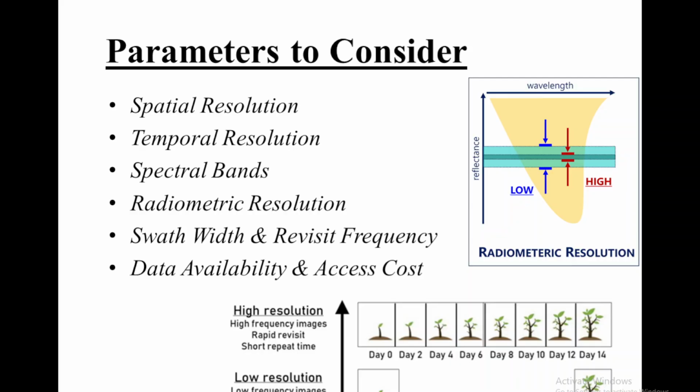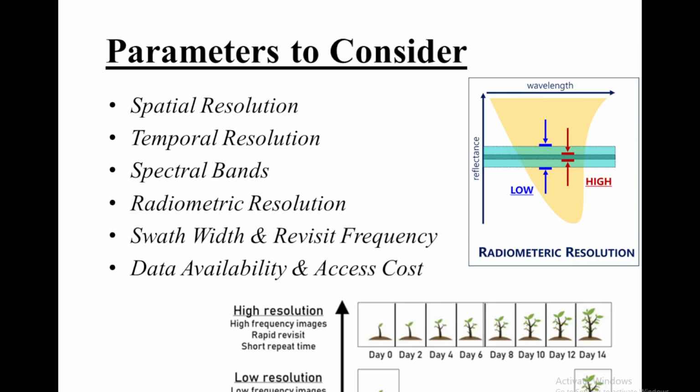Spatial resolution: how intricately or how closely a particular satellite is able to sense information from the feature that we are observing. If you are trying to study something as small as an agricultural field, then you definitely require higher resolution data. But if you are trying to study a vast area like an ocean, then lower resolution will also be sufficient for you.